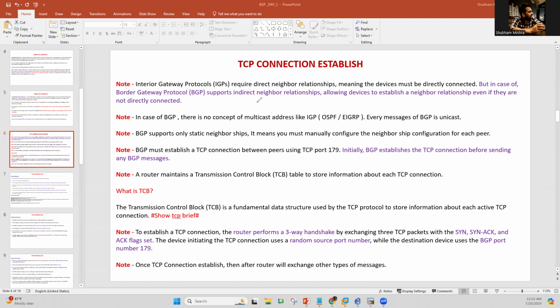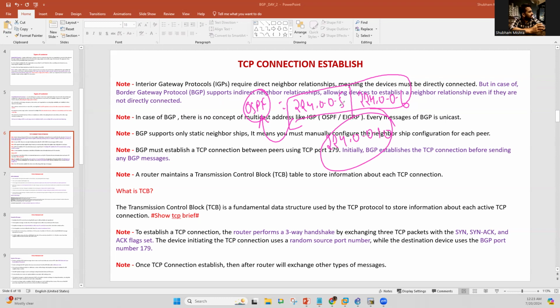Clear? For example, guys, if you remember, in case of OSPF, it uses two multicast addresses. You remember 224.0.0.5 and 224.0.0.6. So these are the multicast addresses which are used by OSPF. Getting my point? Similarly, EIGRP also uses 224.0.0.10. So guys, these are the multicast addresses.